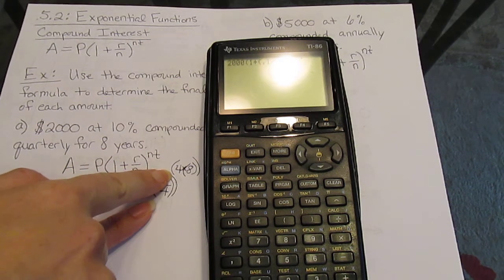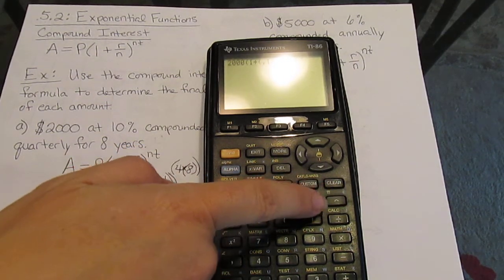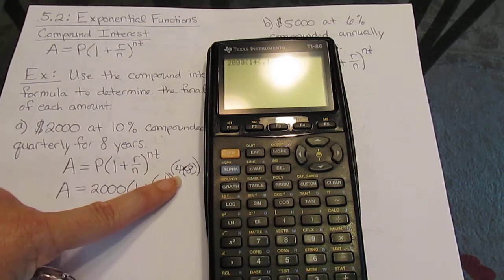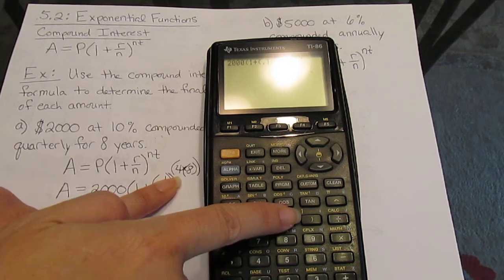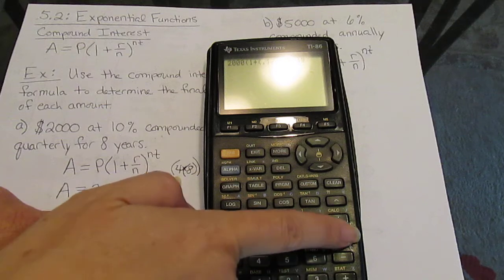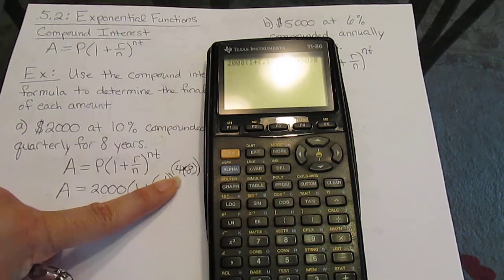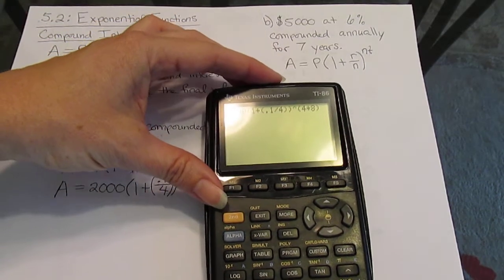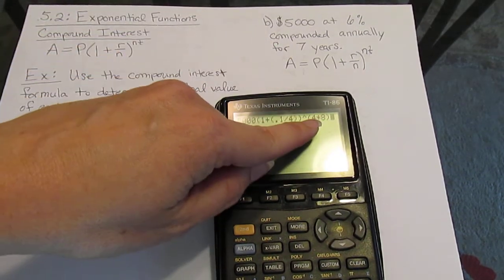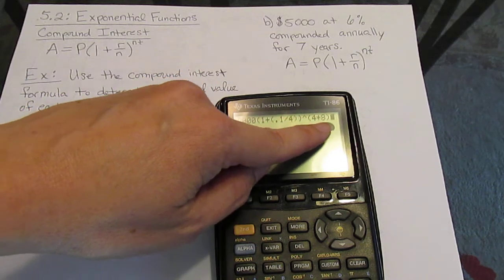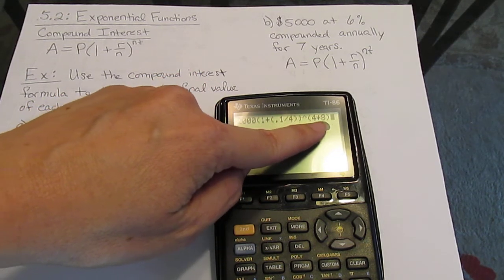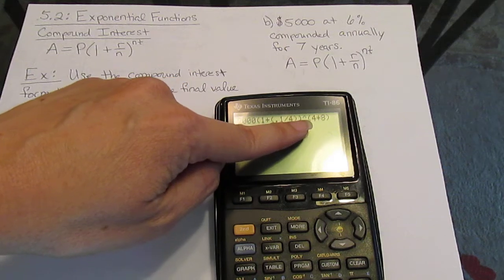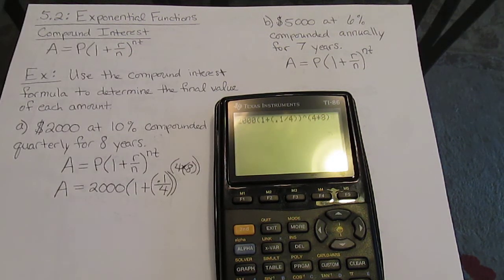And then remember, to take it to a power, that's this caret button over here. And then I'm going to put parentheses 4 times 8, close my parentheses. Make sure that you can see what I've got on the screen here. That way it raises it to this whole power. So you want to make sure that you put your exponent in parentheses to make sure it does that whole expression and then takes it to that power. Okay, and then we'll just press enter.